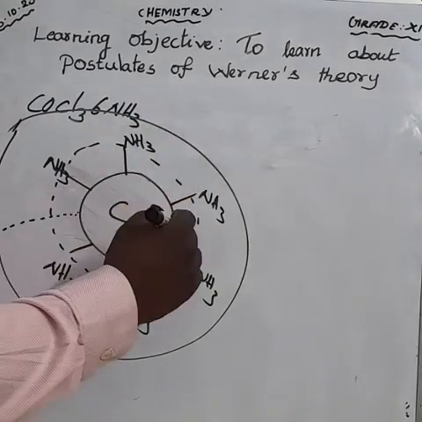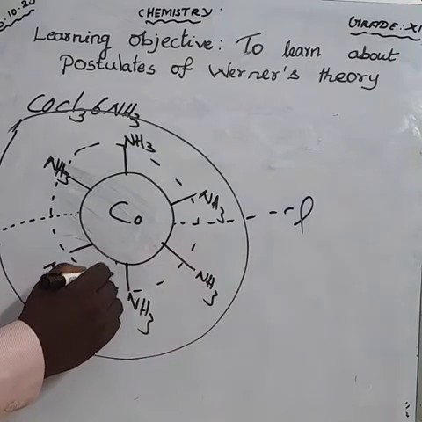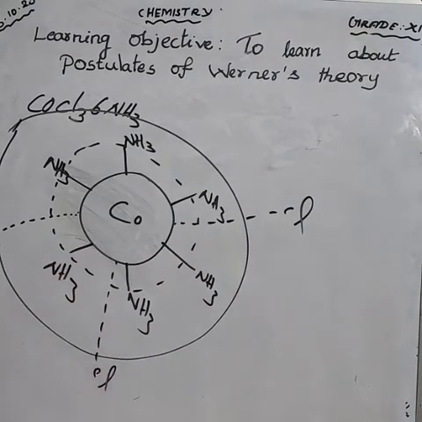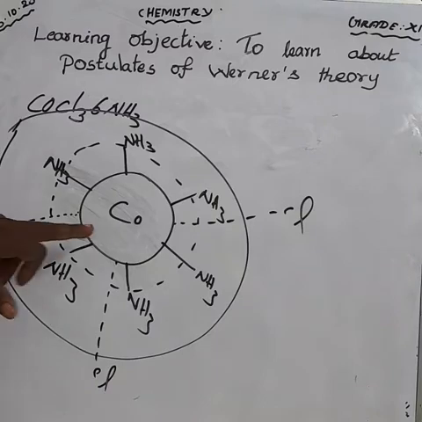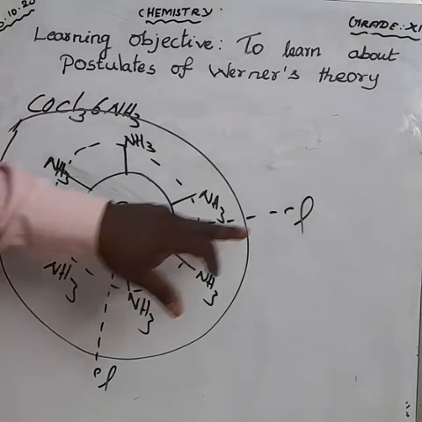Cl ions. So how much cobalt is there? 1 cobalt. How much chlorine? 3 chlorine. 1, 2, 3.